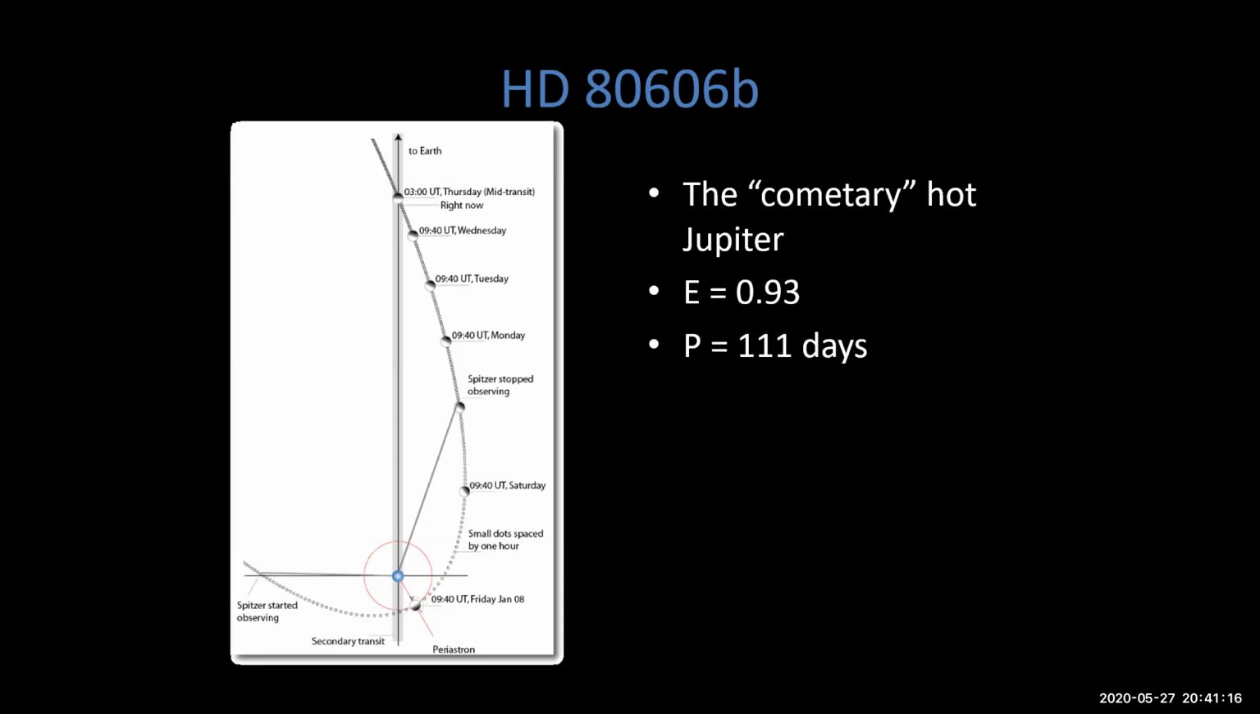And then just one planet to look at real quick. It's called the cometary hot Jupiter. It has an eccentricity of 0.93. So this is the highest eccentricity. Its orbit is 111 days, but I think it only spends like 1 day super close to its star, and then the other 110 super far away.